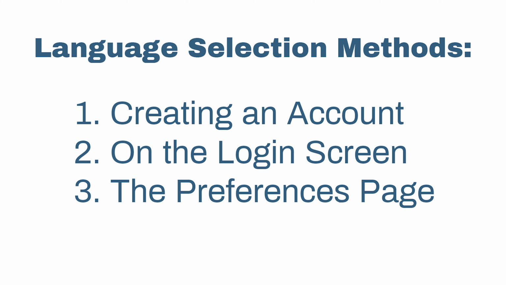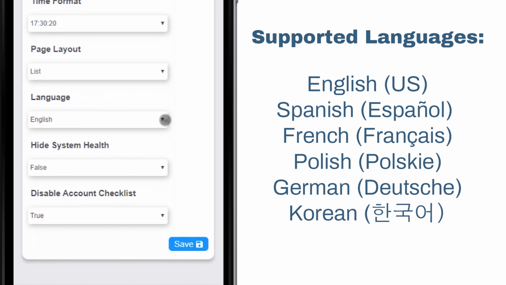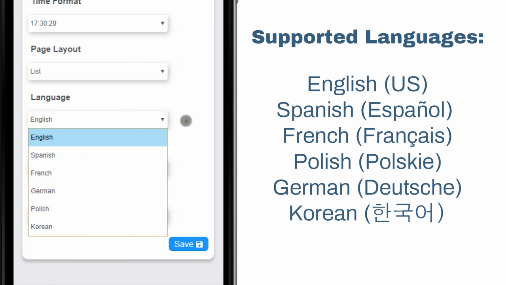For instructions on how to adjust language settings for an individual user, watch the video titled Adjusting User Language Settings in iMonnit. iMonnit supports the following language options: English, Spanish, French, Polish, German, and Korean.